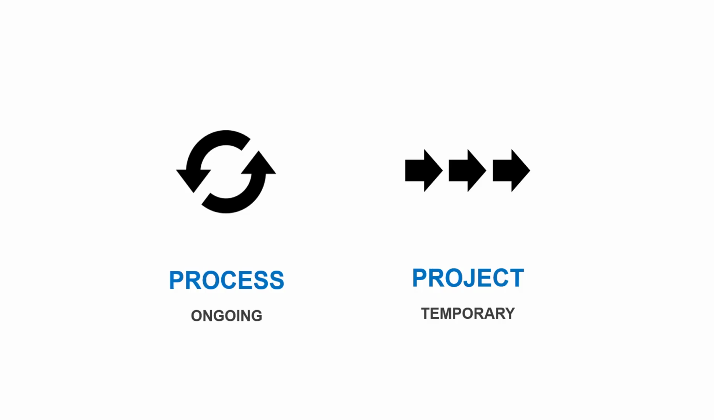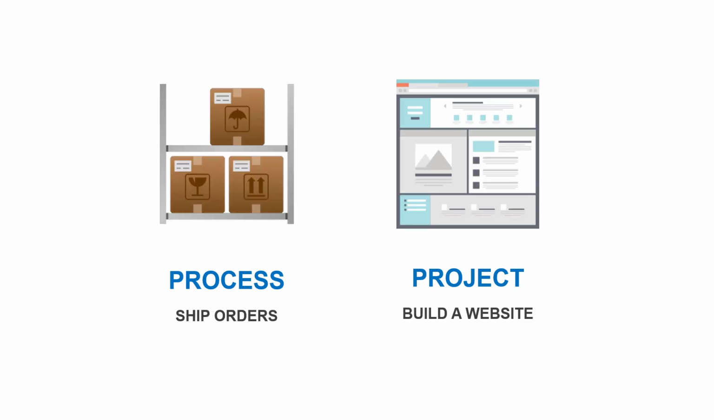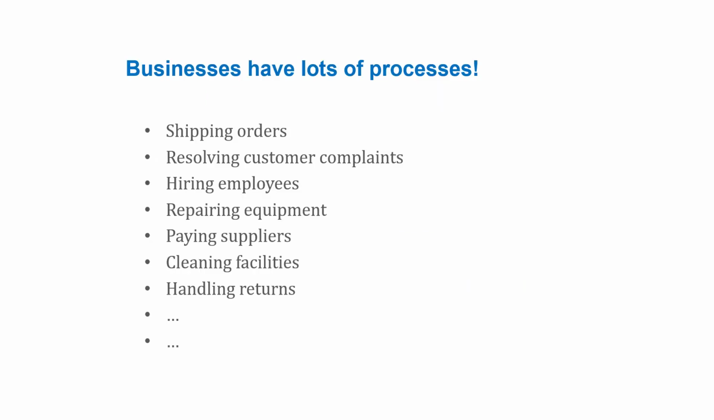So in our businesses, we have processes and we have projects. A process is something that's ongoing. We pretty much repeat it the same way every time. Projects are temporary, though. They don't last forever. An example of a process might be to ship orders. We pretty much do it the same way every time. With a project, though, like building a website, that's temporary. We don't do that every day. And businesses have lots of processes, like shipping orders, handling complaints, repairing equipment, cleaning facilities, and so on.